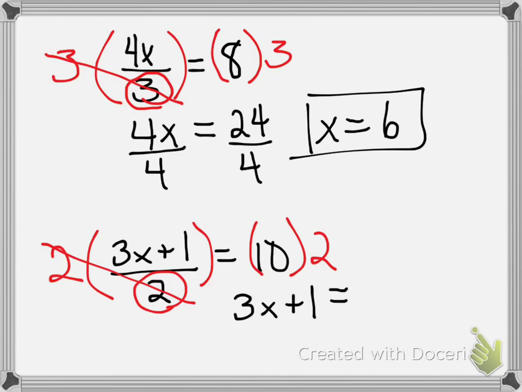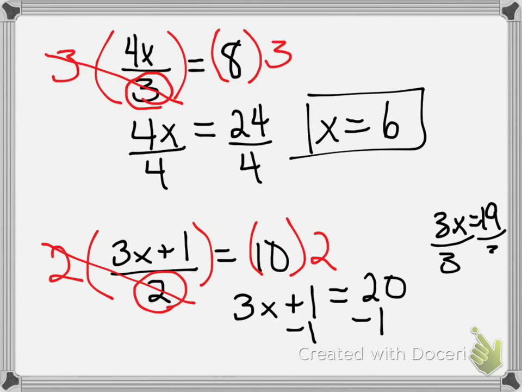And on the right side, we now have 20. And now we can subtract 1 from both sides to end up with 3x is equal to 19. This isn't going to be a nice, even answer, but the correct answer nonetheless is 19 divided by 3.